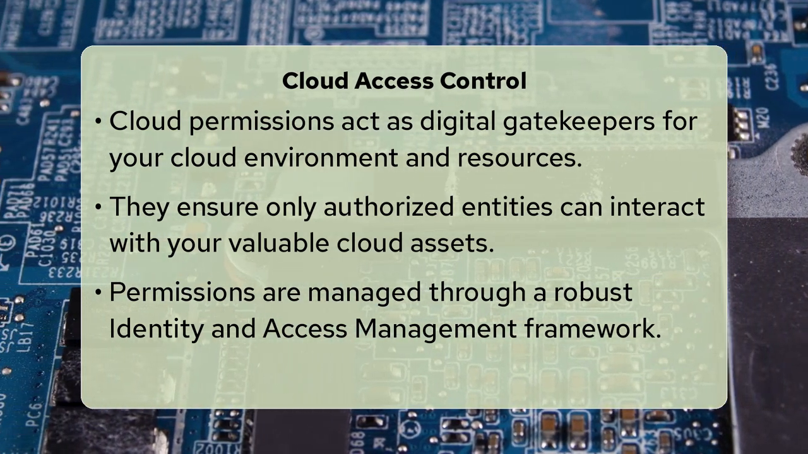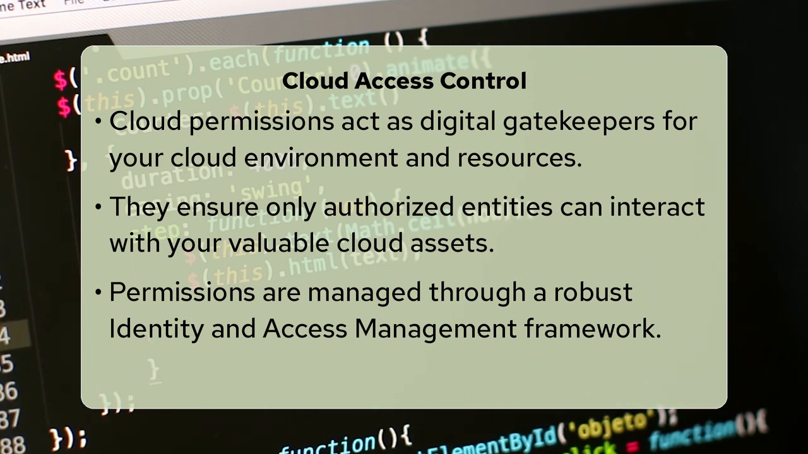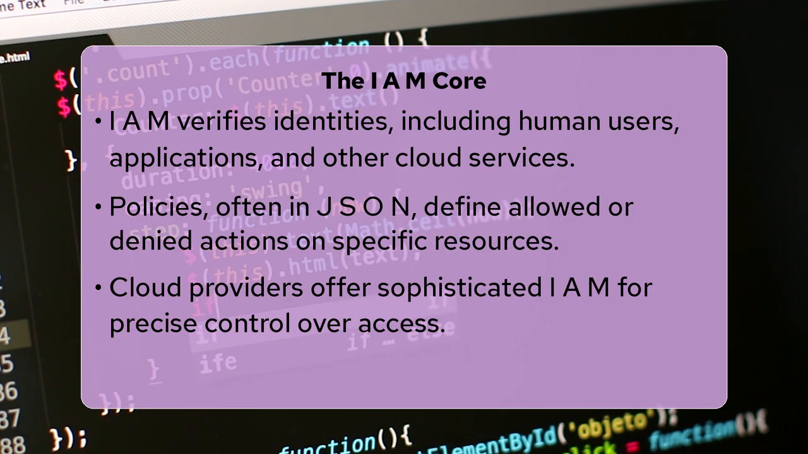At its core, cloud user permissions are built upon a principle known as identity and access management, or IAM in essence. IAM systems verify who someone is and then determine what they are allowed to do. This process involves two key components. First, the identity, which can be a human user, an application, or even another cloud service. And second, the policy, a set of rules defining specific permissions.